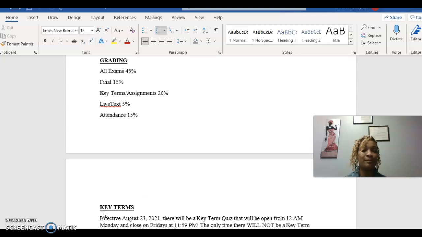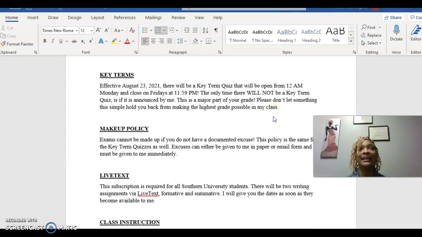As you guys can see, I'm scrolling, I'm going through the syllabus, I'm covering all of the important topics because, remind you, the syllabus is at your disposal at any given time via your Moodle page. So this is the grading scale. Key terms and assignments are a very major part of your grade. You will have a key term quiz that will be due every Friday at 11:59 p.m. Now, it says Friday at 11:59 p.m., but it'll change. It'll be Sunday for you guys.